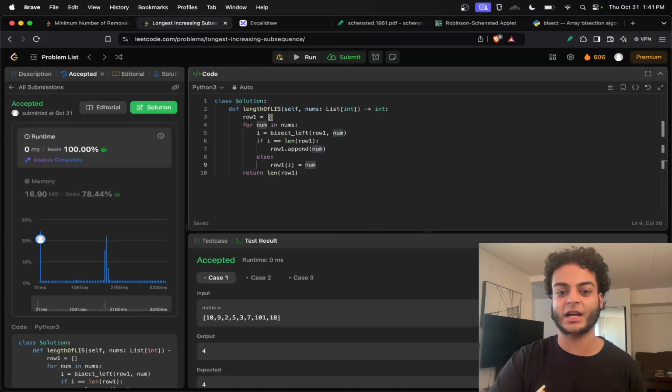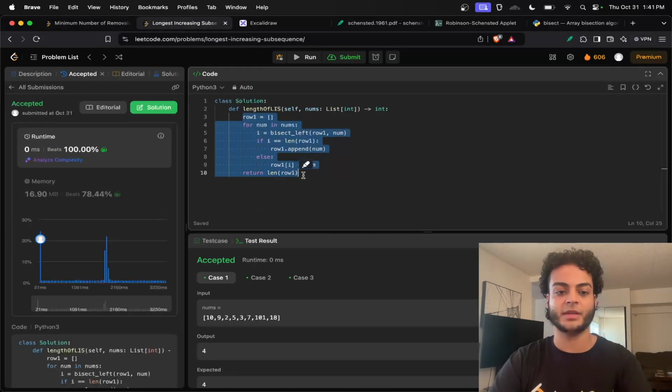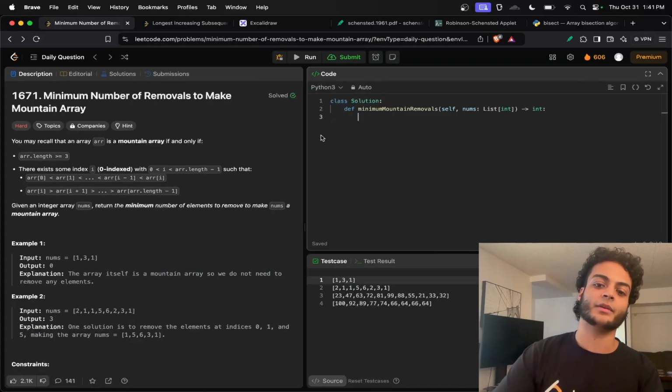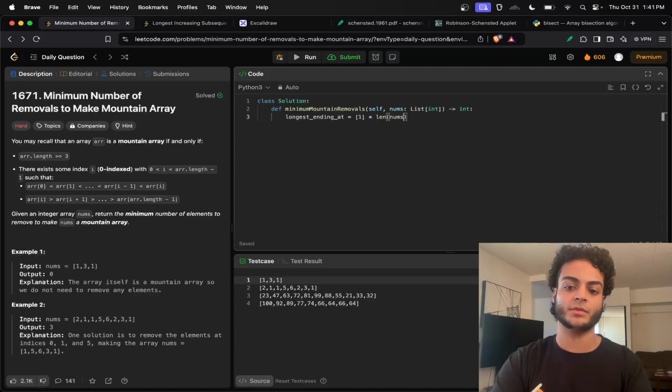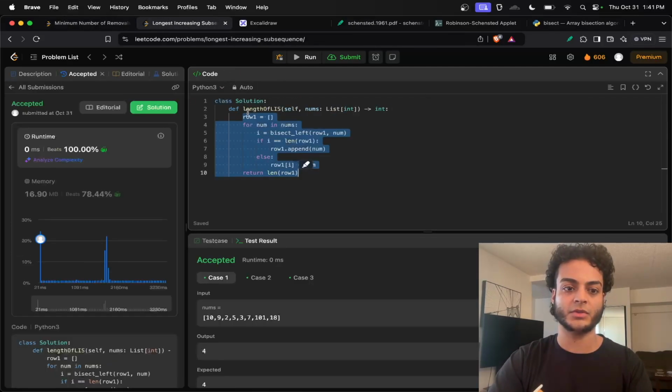So honestly, let's just copy and paste this and do it for each peak, right? I'm going to say longest ending at equals 1 times length of nums. And to fill that up, I'm going to use this.